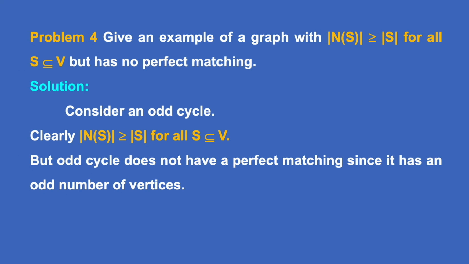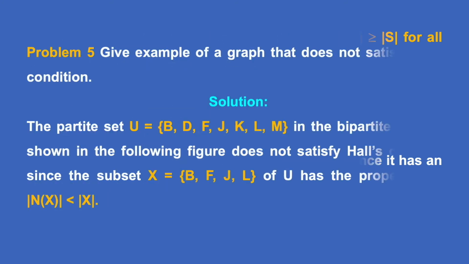Let us see another problem. Here we have to give an example of a graph with cardinality of N(S) greater than or equal to cardinality of S for all S which is a subset of V but has no perfect matching. Consider an odd cycle. Clearly, cardinality of N(S) is greater than or equal to cardinality of S for all S which is a subset of V. But an odd cycle does not have a perfect matching since it has an odd number of vertices.